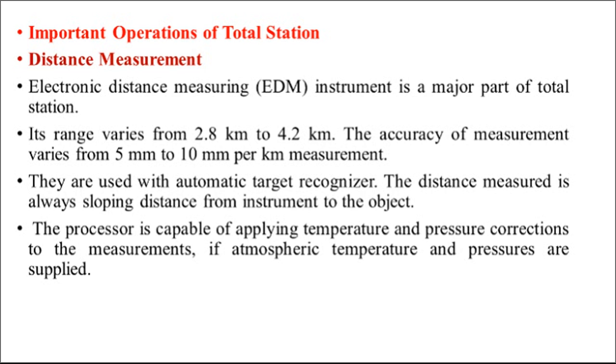They are used with an automatic target recognizer, which means we have to place the target at a point up to which we want to measure the distance. The distance measured is always the sloping distance as far as total station is concerned, and in the instrument there is a facility to convert that distance to horizontal one.